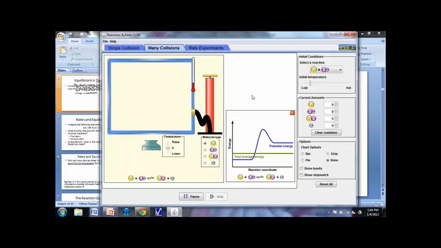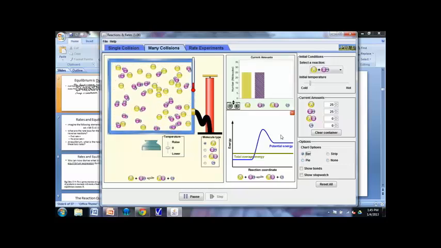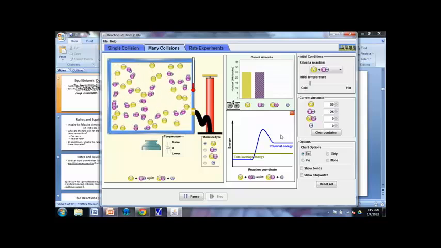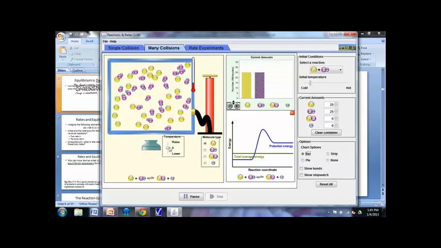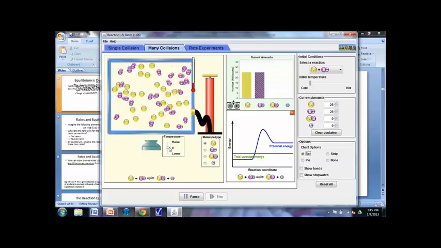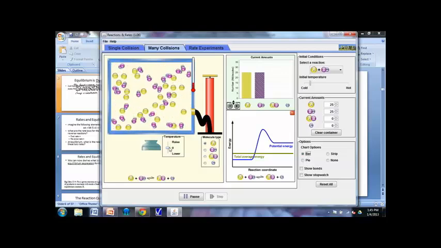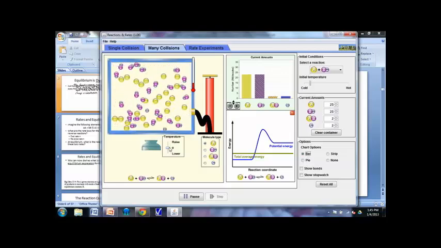So we're going to be looking at what kind of reaction? Is it endothermic or exothermic? Endothermic. Our reactants are at a lower potential energy than our products. So I'm going to pump in, let's say, 25 A's and 25 BC's. And while I do that, I'm going to have a bar graph that shows me how many A's and how many BC's I have, okay? So we have A and BC, not a lot of reactions happening at this point, right? Why do you guys think not a lot of reaction is happening at this point?